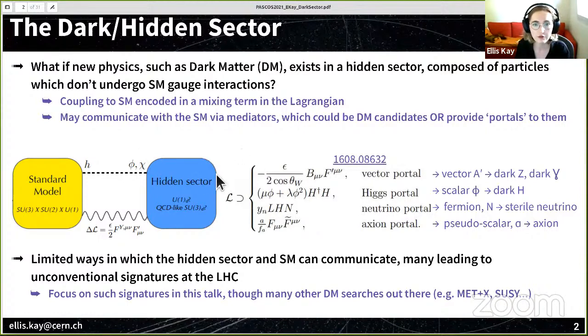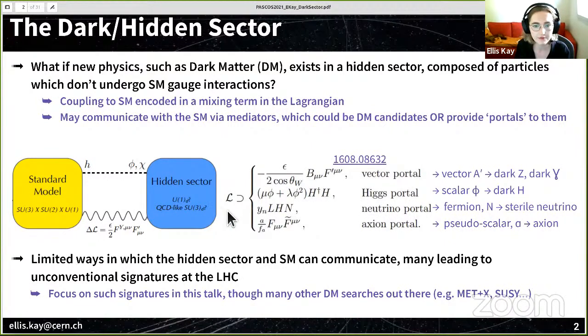So they could communicate through standard model mediators or dark sector mediators, which could be themselves dark matter candidates or could provide so-called portals to the hidden sector. And the portal relevant to this hidden sector will then depend on the properties of the mediator, such as the spin and parity. So we could have vector, scalar, fermion, pseudoscalar portals. So you can see a little sketch on the left where we have the standard model and then a hidden sector, which could have new physics like a new U1 symmetry. And there's a communication via the Higgs boson to a dark scalar.